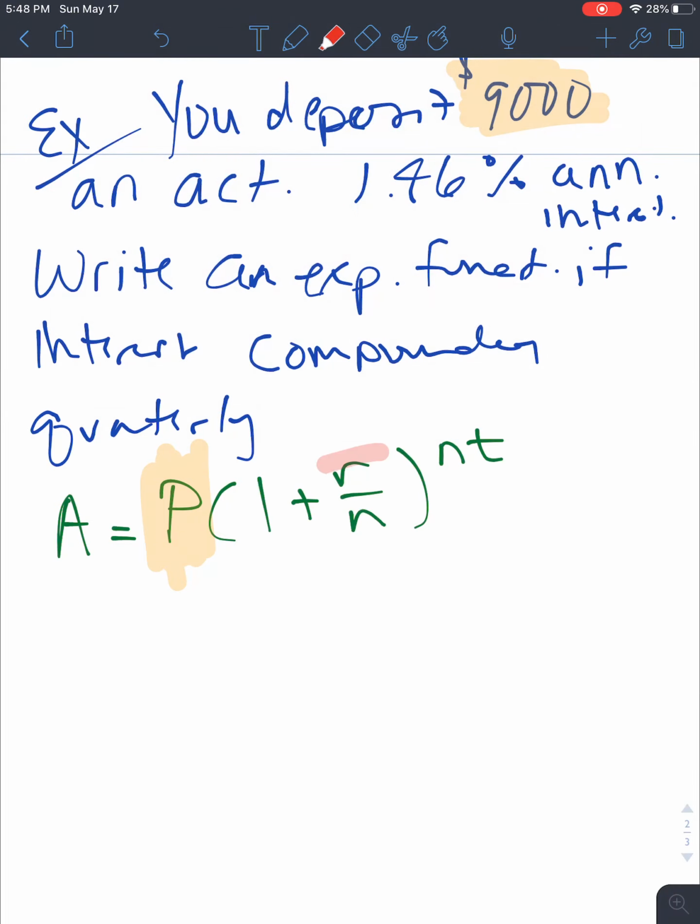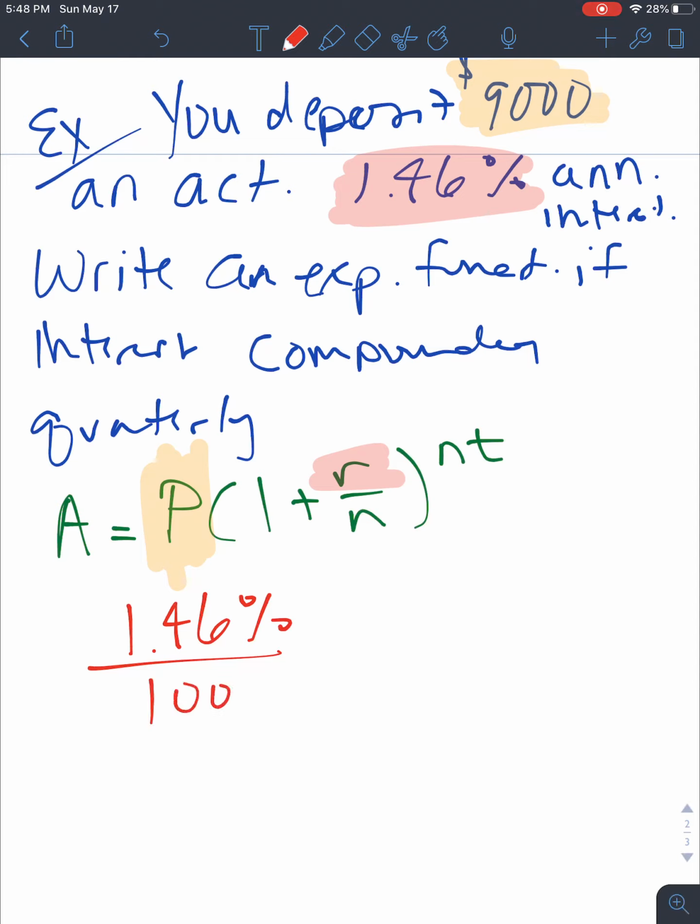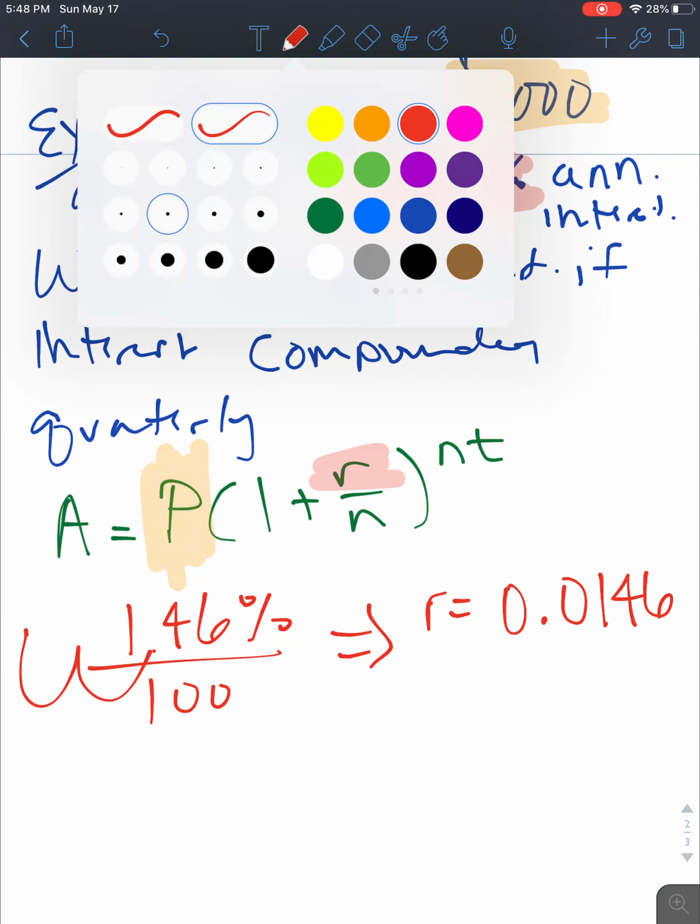1 just stays as 1, but now we can look for our interest rate. Remember that we're going to have to convert this into a decimal, but our interest rate for this account is 1.46%. All right, so I'm going to come down here and say, in order to get a percent into a number, I have to divide by 100, oops, not 1,000, divide by 100, which is the same thing as moving the decimal 2 places to the left. So that means our R would be 0.0146. All right, so our P is 9,000 so far. Our R is 0.0146. Now we have to figure out that N.